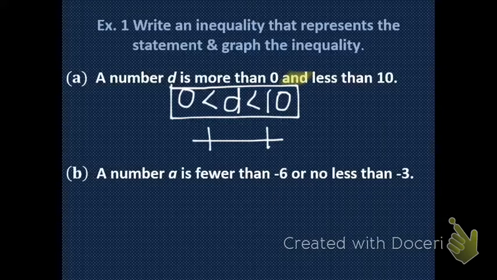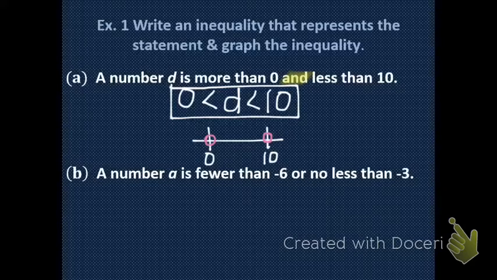What number goes on the left? 0. And what number goes on the right? 10. The circle on 0 should be what? Open. And the circle on 10? Open. Should also be open because these are just greater than and just less than. These numbers are not part of the solution.